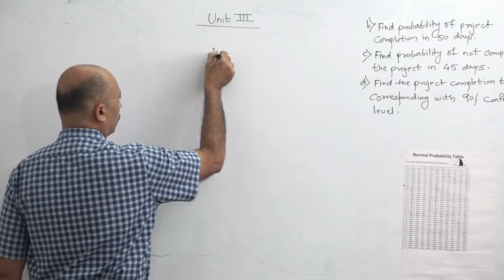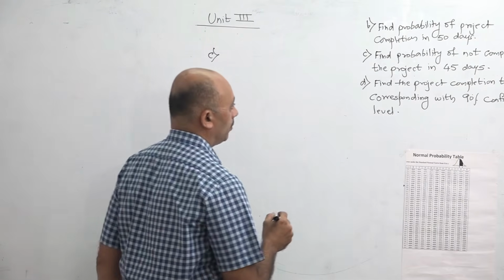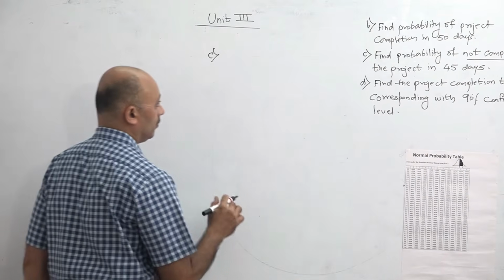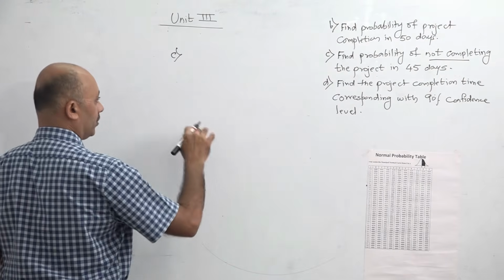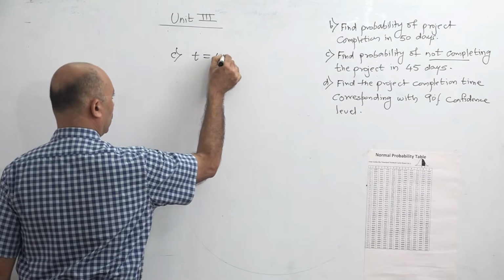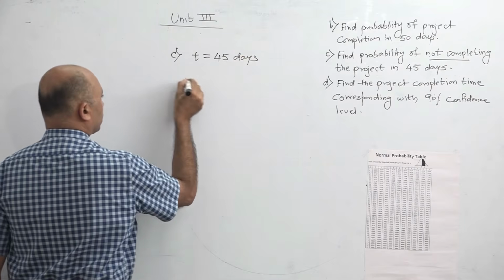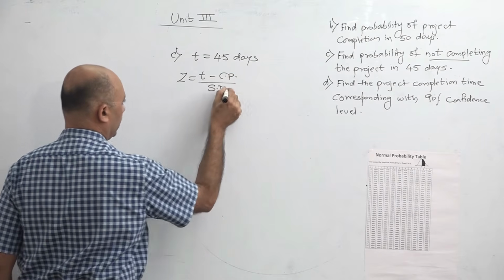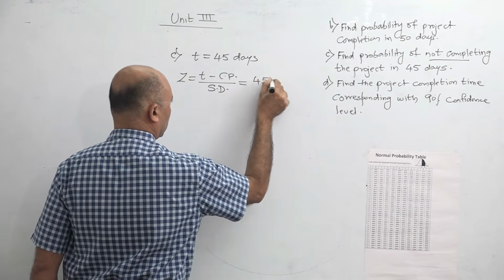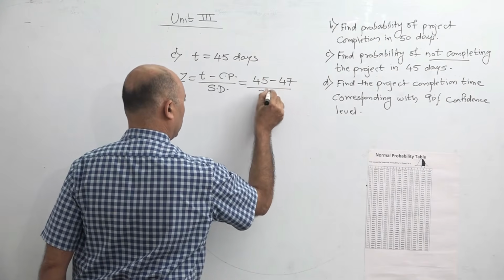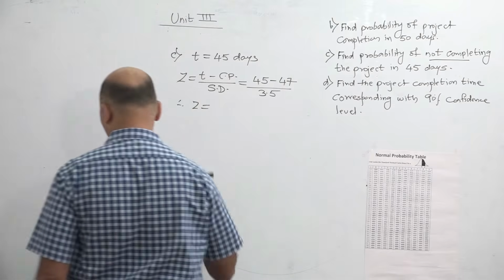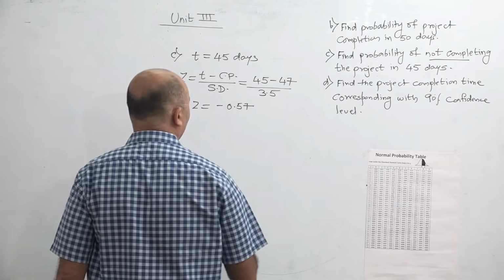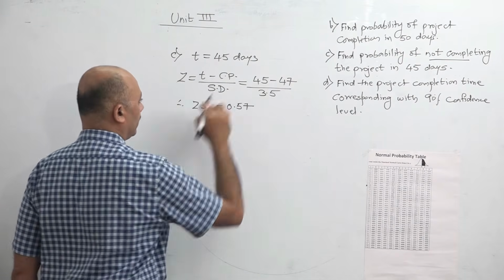Okay, now we will go to the next question, that is C. Find probability of not completing the project in 45 days. So the question is about not completing the project, but first we will find the probability of completing the project. So now time given, T, is equal to 45 days. Z is T minus critical path divided by SD. So time is 45 days, critical path is 47 days and SD is 3.5. So when we solve this, we will get Z equal to minus 0.57. Now we are getting a minus sign because time is less than the critical path.